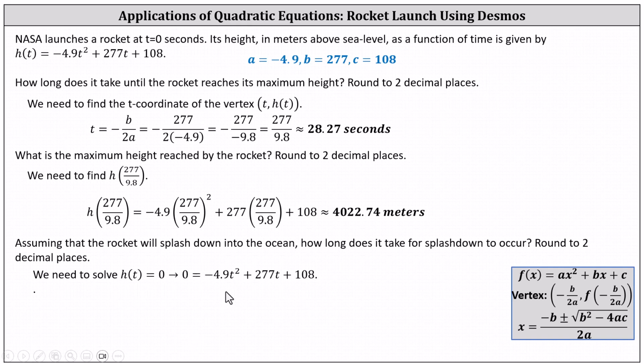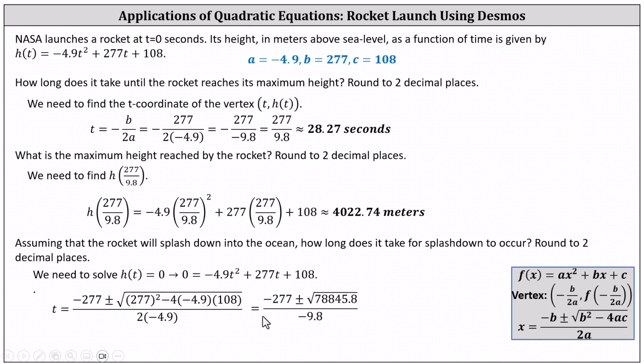We'll have to use the quadratic formula shown here below, where instead of x, of course, we have t. And therefore here we have t equals negative b, which is negative 277, plus or minus the square root of b squared, which gives us a square of 277 minus 4ac, which is minus 4 times negative 4.9 times 108. All of this is divided by 2 times a, which in our case is 2 times negative 4.9. Next we simplify. This gives us negative 277 plus or minus the square root of 78,845.8, all divided by negative 9.8.